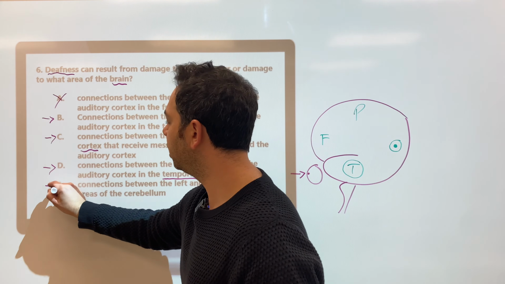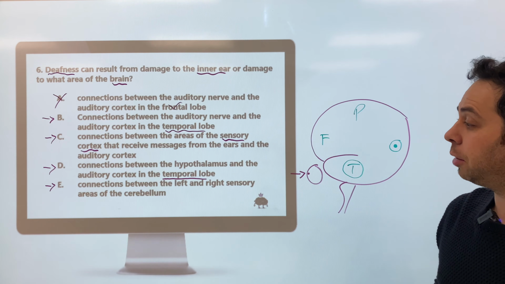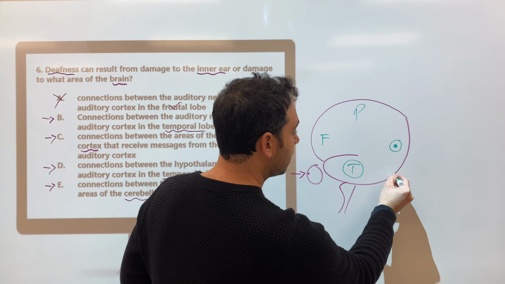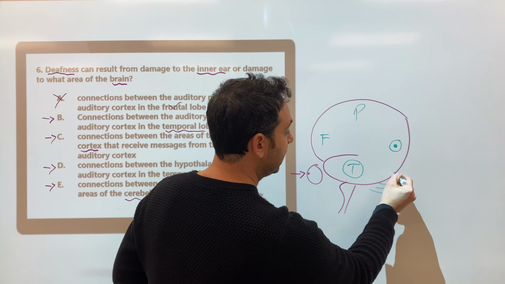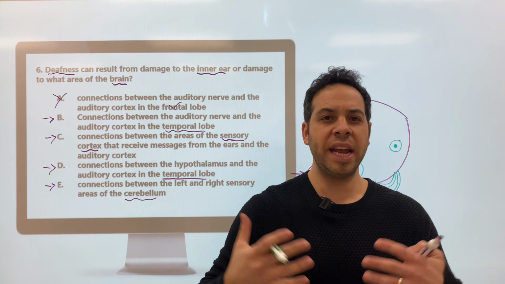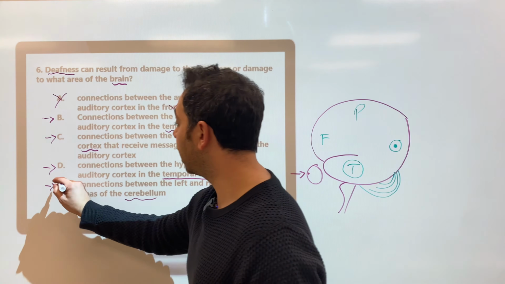All right, so what can we narrow it down to? Let's start with letter E. Connections between the left and right sensory areas of the cerebellum. Do we know what the cerebellum is? Well, the cerebellum sits right under the occipital lobe, kind of this big little brain back here, that deals with balance and posture and coordination. Nothing to do with deafness or hearing. So because of that, that is not going to be our answer.